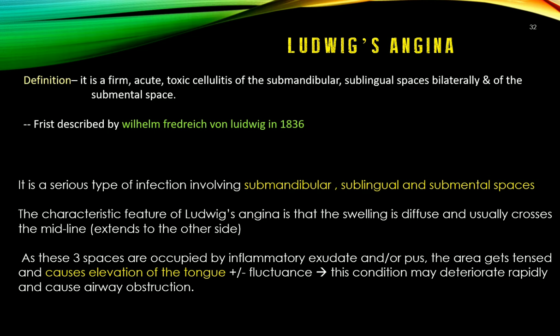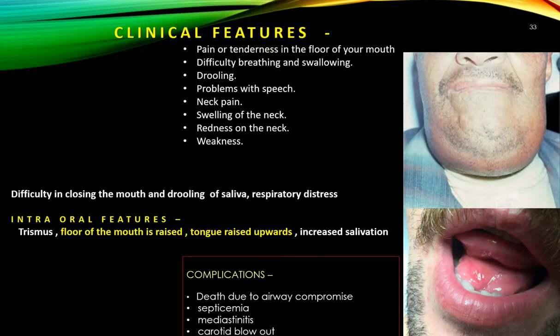The second most life-threatening issue is Ludwig's angina, which involves all the three spaces, that is both submandibular, sublingual space, which can cause cellulitis and which can compress the floor of the mouth, causing the tongue to elevate, and compresses the neck also, where airway can be compromised. This is one of the emergencies which has to be addressed as soon as possible.